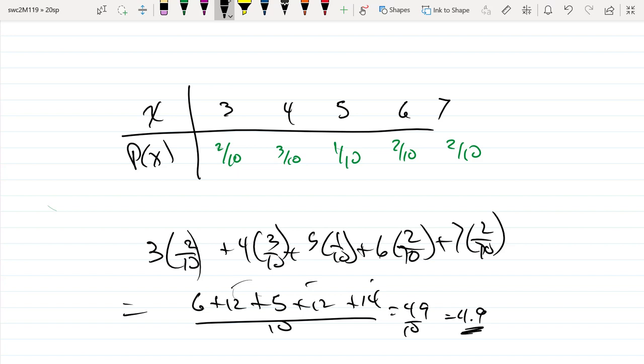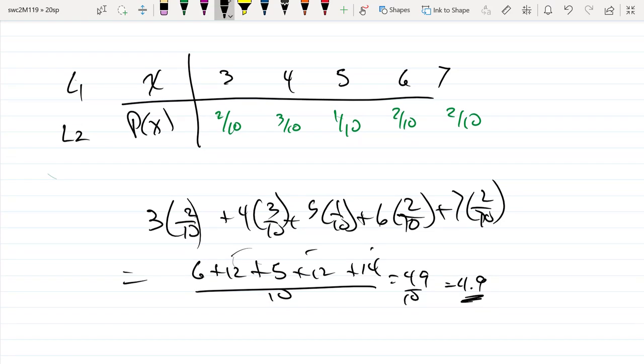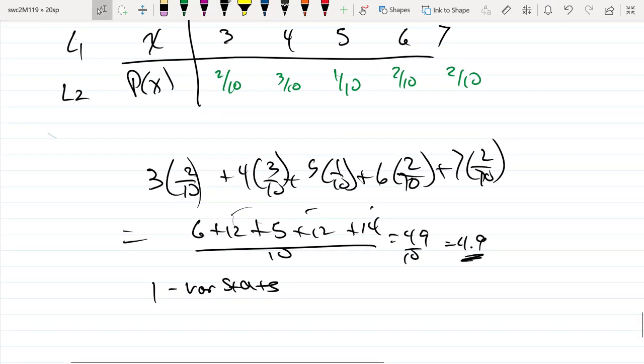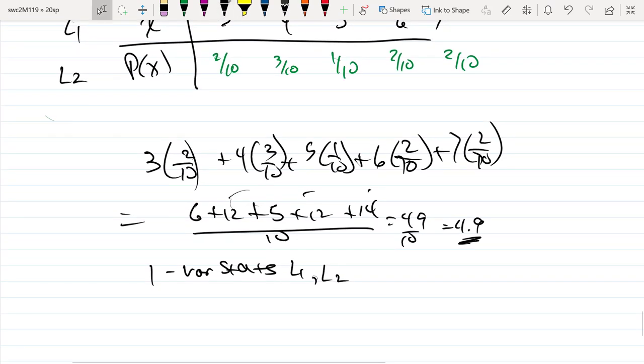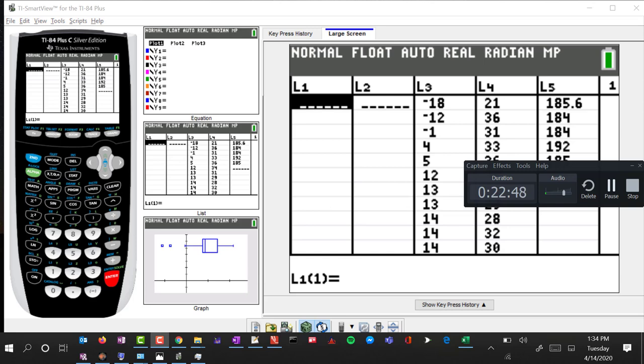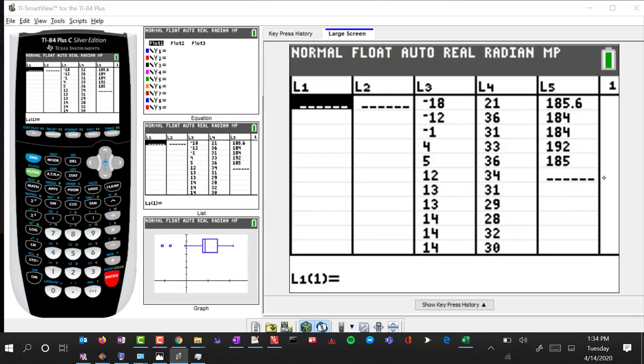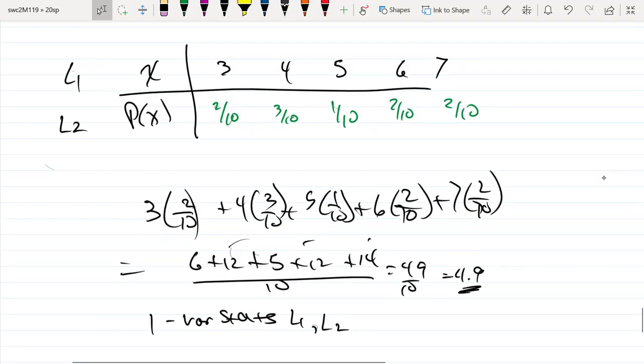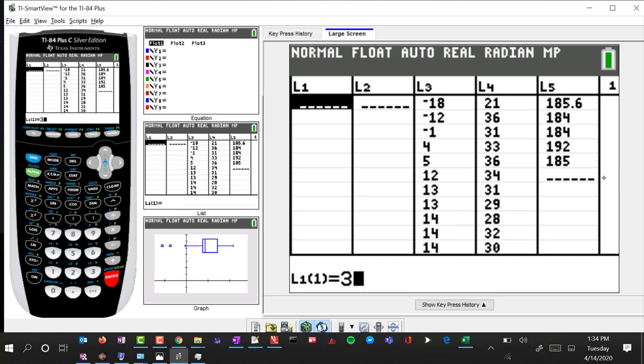To have our calculator do this work for us, what we could do is say that this is list 1, and then list 2 represents the frequency list. And so if you put in those two lists, and you do your 1 var stats on list 1 and then list 2, the second one will always be the frequency list, we should also get a 4.9. So we'll take a look at that. I am going to drop in those numbers and their frequencies. So we had a 3, 4, 5, 6, 7.